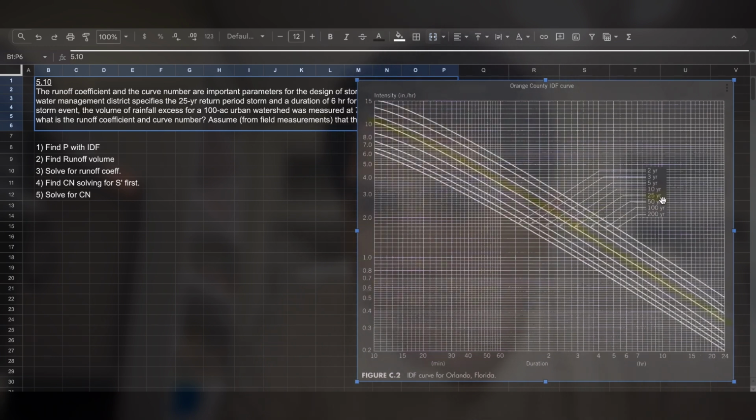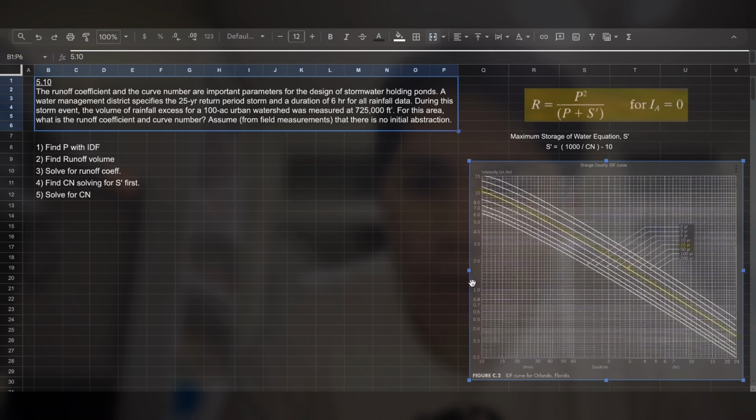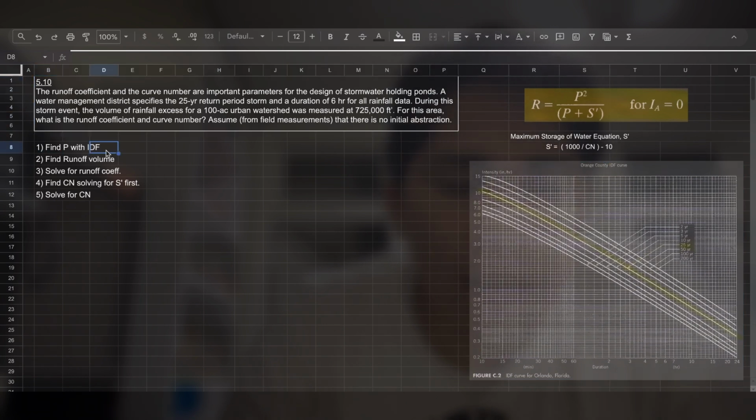So we have a 25-year return period, which will be about the fourth line from the top for a 6-hour duration storm. So if you go to the 6 hour up to the 25-year return period, which is this one here, you see that it's going to be about 1 inch. And that's what I used when I solved this problem, 1 inch. So we have 1 inch, and this is the intensity, 1 inch per hour. So find the precipitation with the IDF curve.